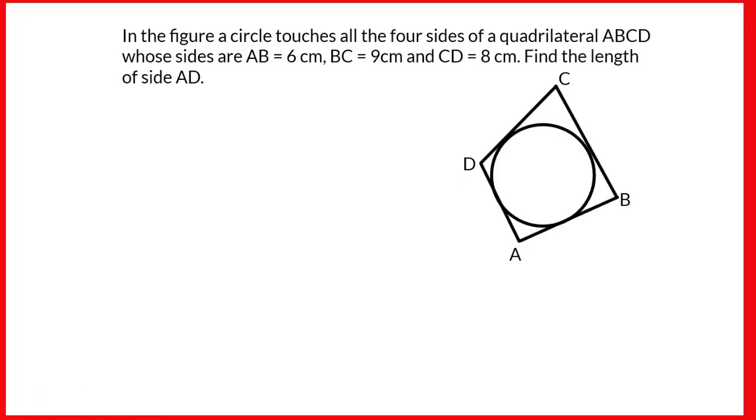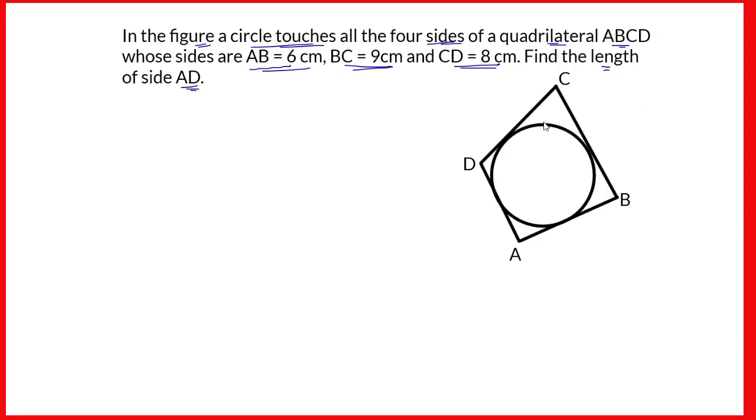Friends, here is a question on the screen. In the figure, a circle touches all the four sides of a quadrilateral ABCD, whose sides are AB is equal to 6 cm, BC is equal to 9 cm, and CD is equal to 8 cm. Find the length of side AD.